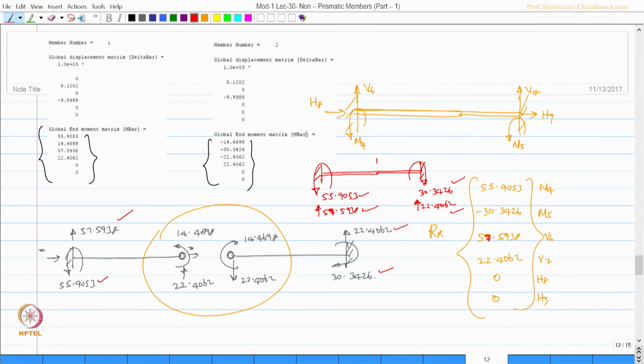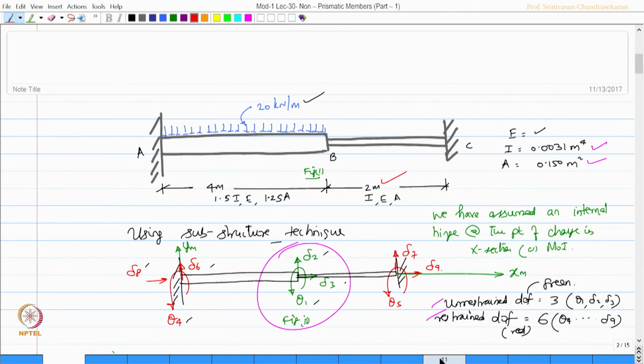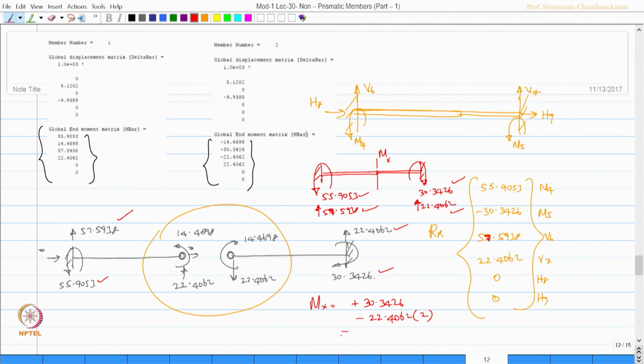Let us take a section and see what the moment is here. Let us say Mx should be equal to plus 30.3426 minus 22.4062 into 2 meters, because this distance is 2 meters, which gives me exactly 14.4698, which is the same as this. So, there is a perfect compatibility of the solution we have got.